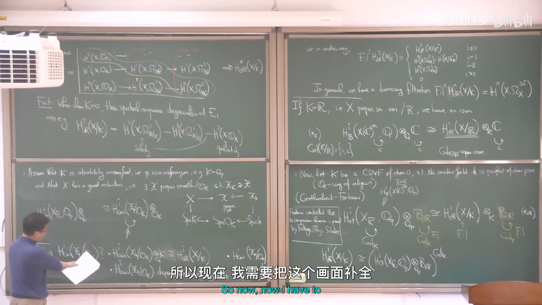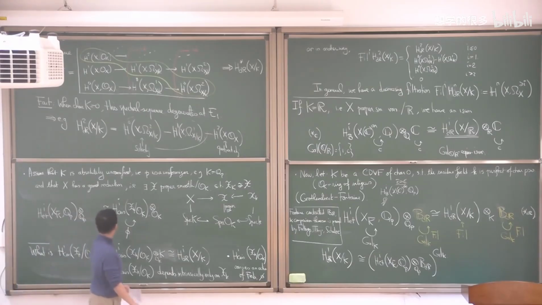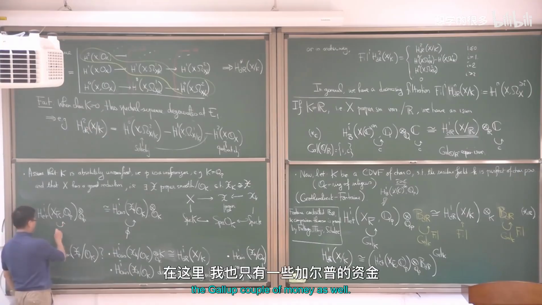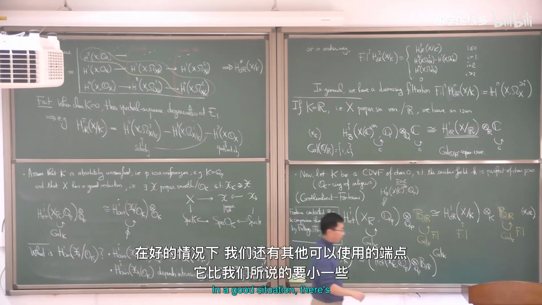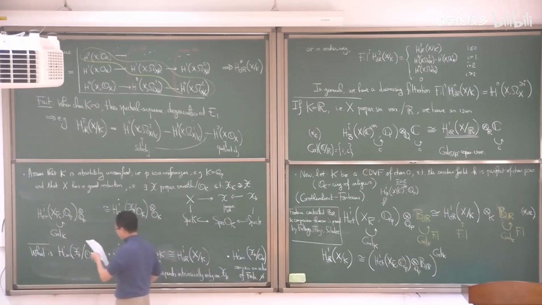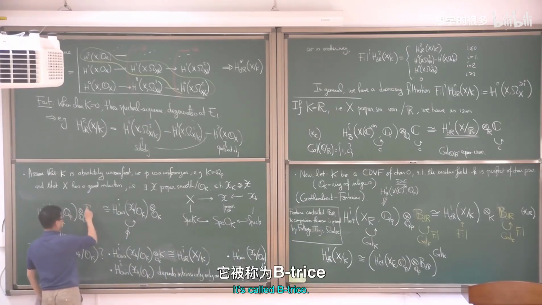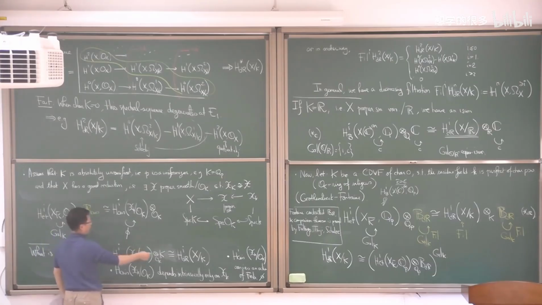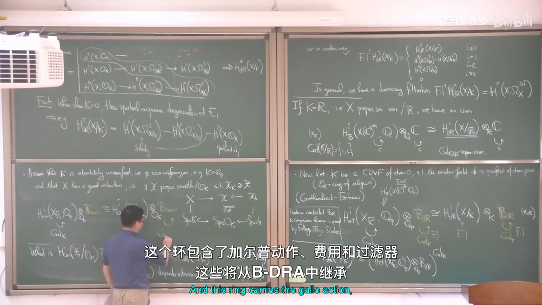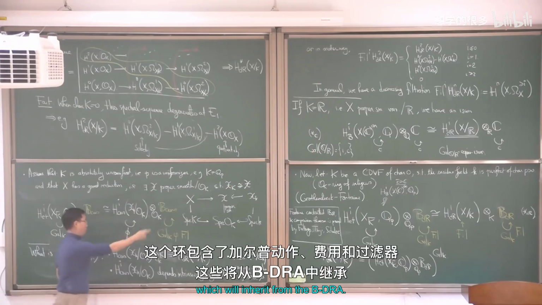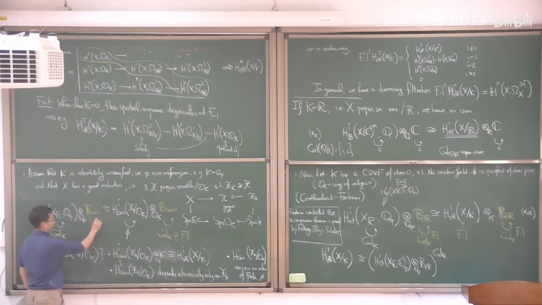Right. So now I have to sort of complete the picture. Over here, I only have the Galois cohomology as well. In this situation, there's some other ring we can use, which is smaller than B de Rham. We can use it to put in here. This is called B cris. And this ring carries the Galois action, a phi, and a filtration, which we inherit from the B de Rham.